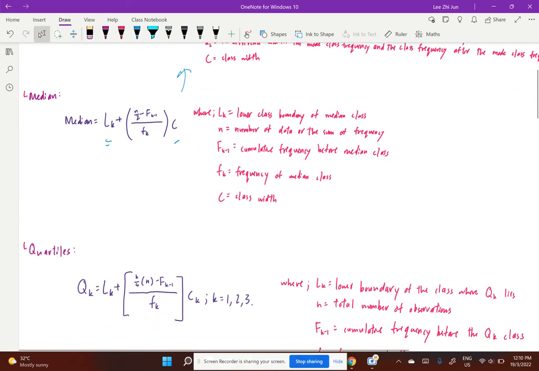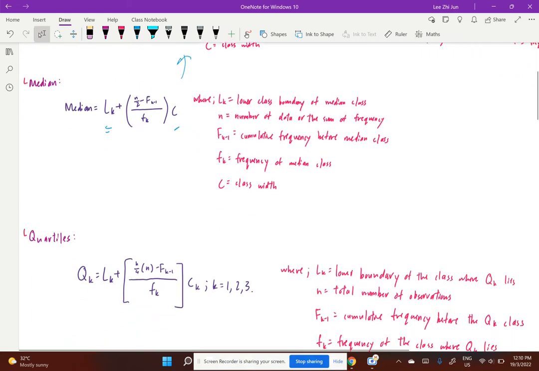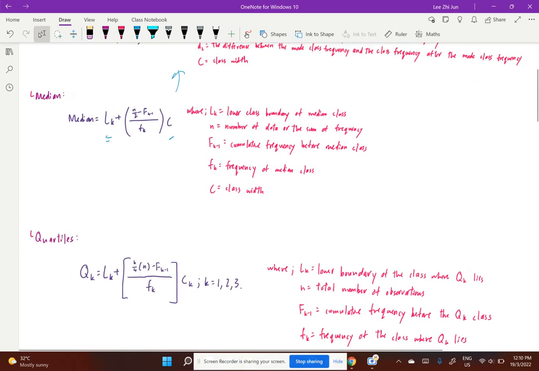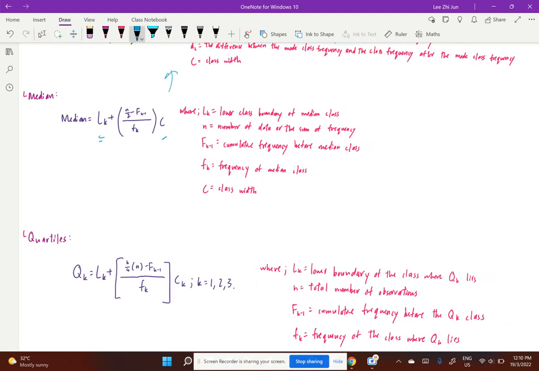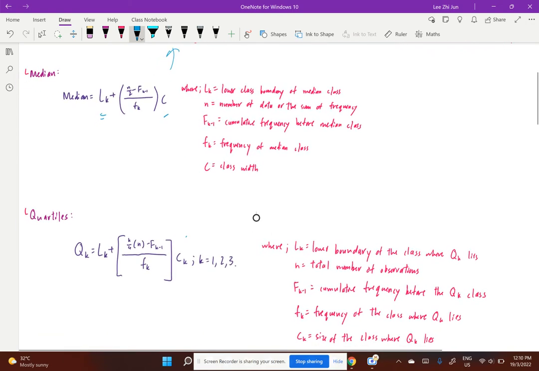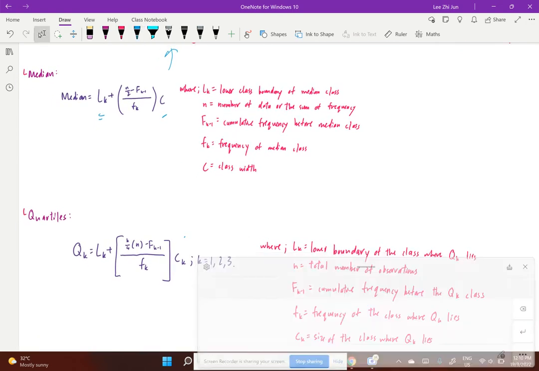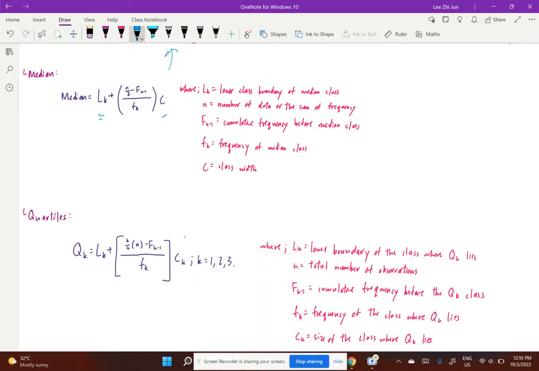So the quartile is almost the same as the median. This is the lower boundary plus the class width multiplied by k per 4, while k can be 1 or 3. This is the sum of all data. It's the cumulative frequency of the previous class. This is the frequency of the class.